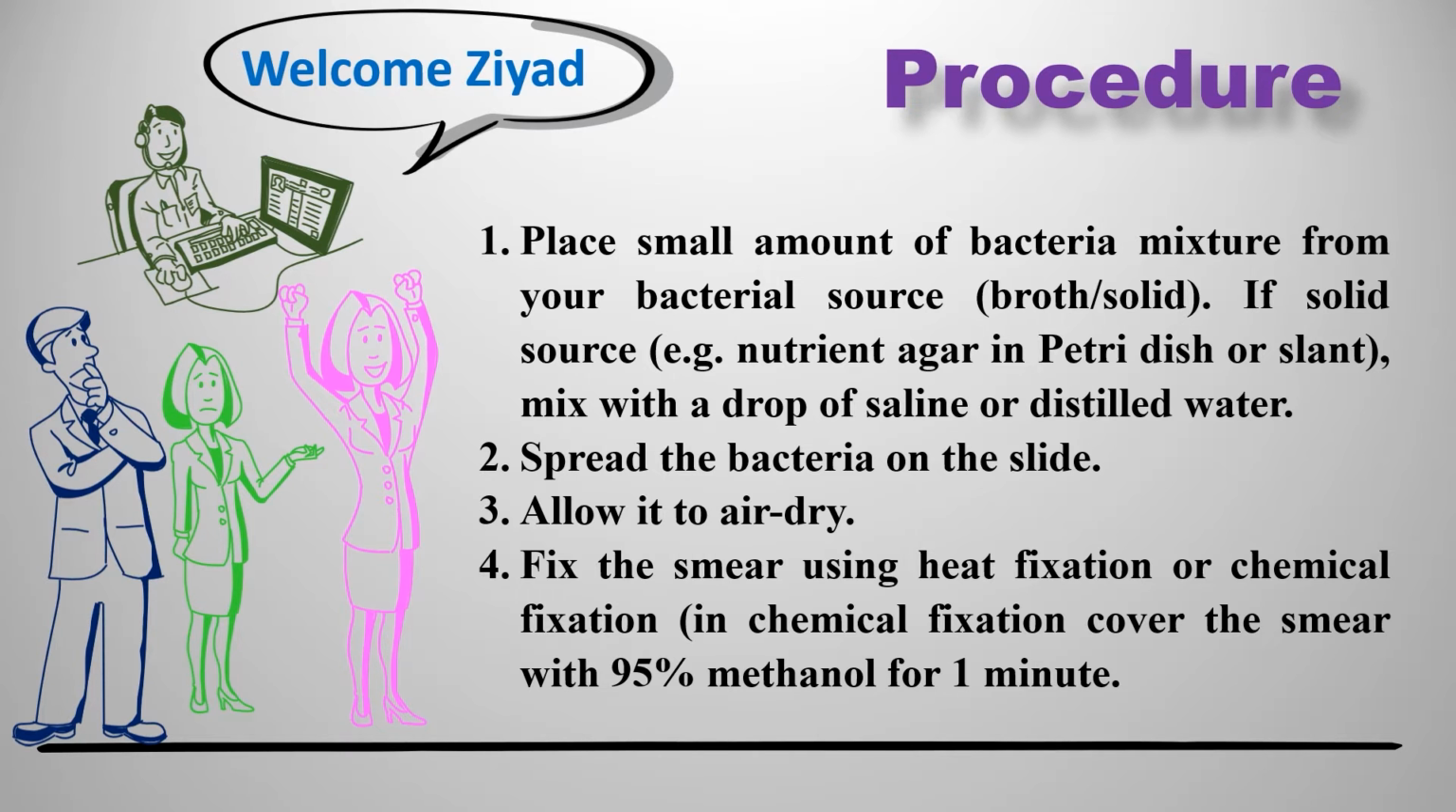Now we are going to the second step, but before the second step you have to sterilize your loop and then leave it until it becomes a little bit less highly heated. That means it is now cold, and then spread your bacteria on the slide. Then again you sterilize your loop and allow your slide to air dry.